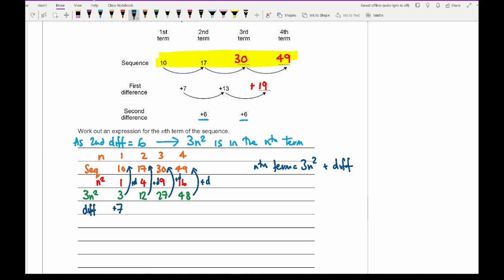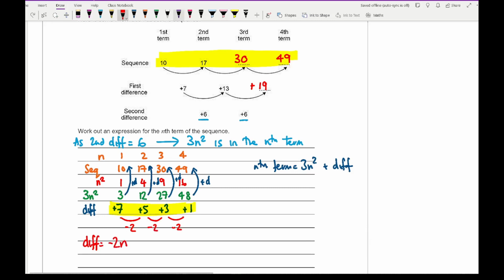Then the difference from 12 to 17 is plus 5. Then it's plus 3. And then it's plus 1. So now what I need to do is find the formula for the difference by looking at these numbers. One thing you should be able to spot is that this is going to be a linear sequence. So from this I need to take away 2, so the formula for the difference is going to be minus 2n.